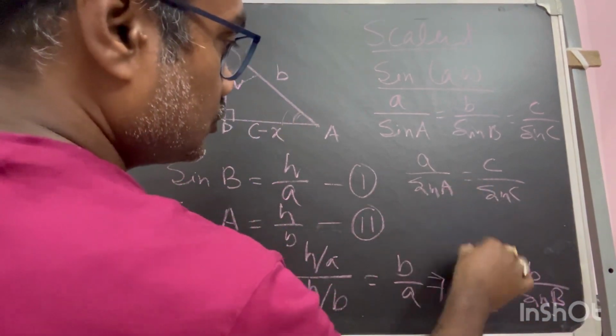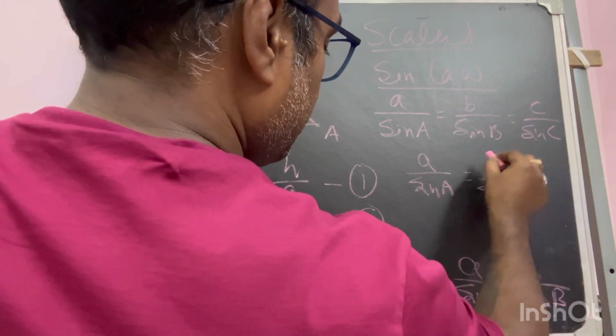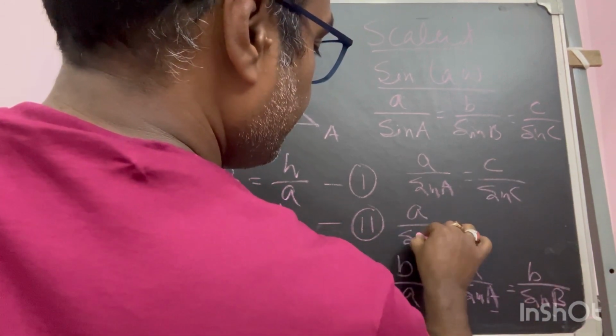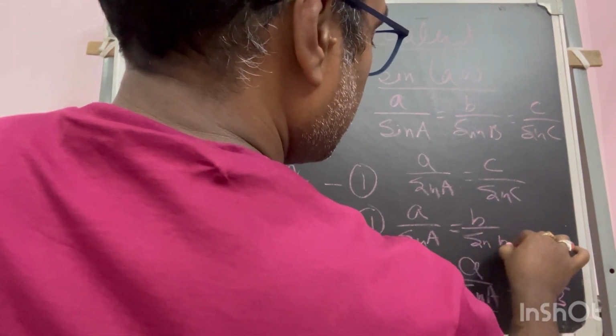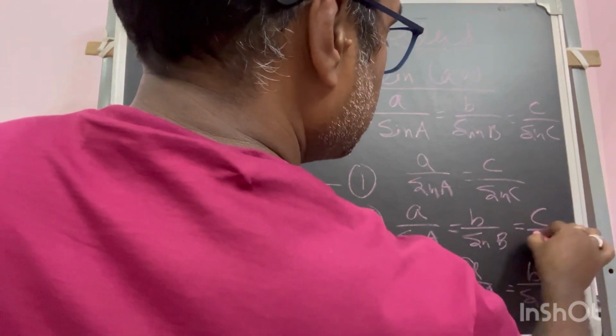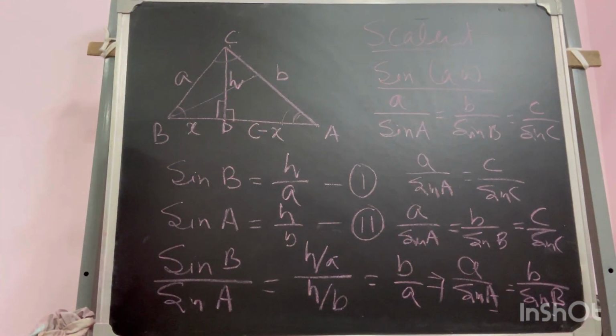So from these two relations I can say that A by sin A is equal to B by sin B is equal to C by sin C. So this proves the sine law. Understood?